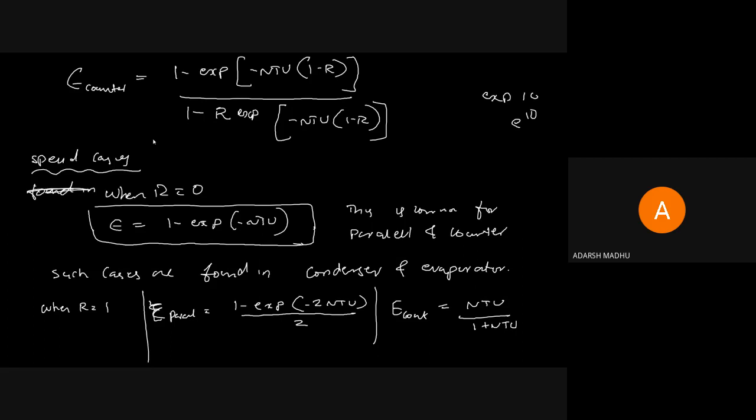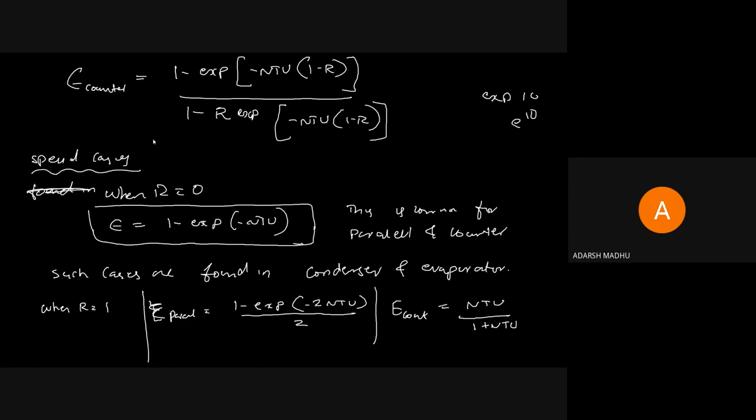For the second condition, we have studied the equation Q equal to UAF theta M. It arises when we are using multiple shell, multiple pass, or cross flow. F can be found by plotting a graph using the P value and R value, the capacity ratio and temperature ratio. I have already done that.